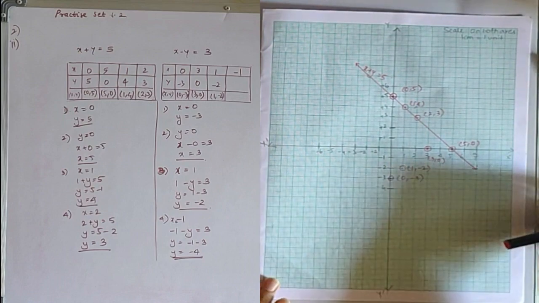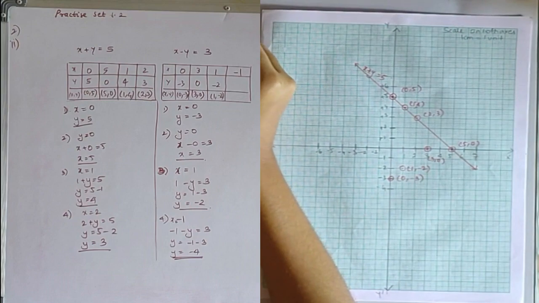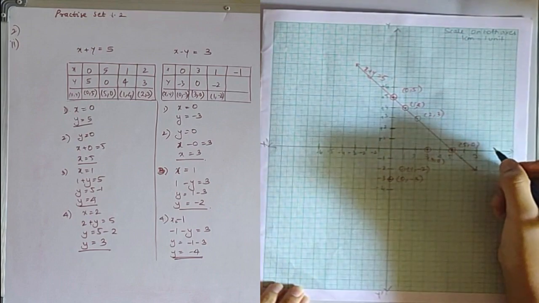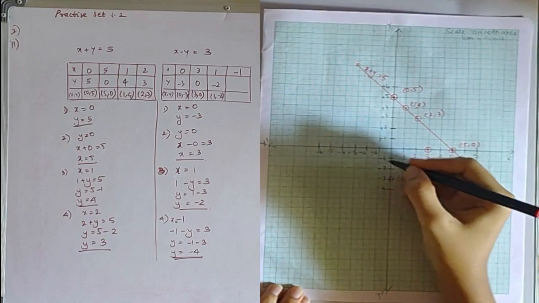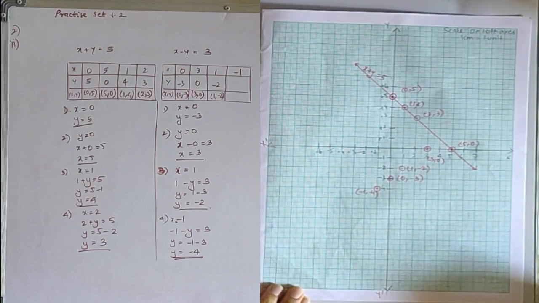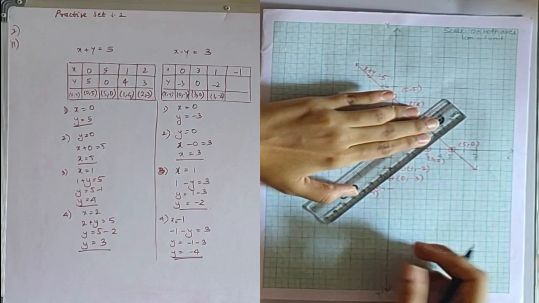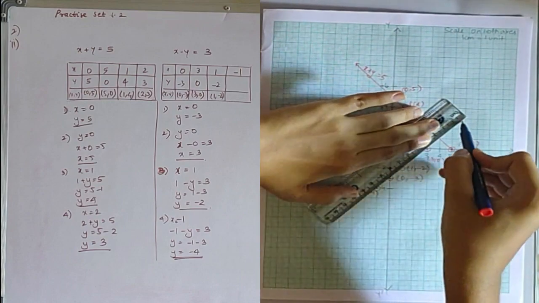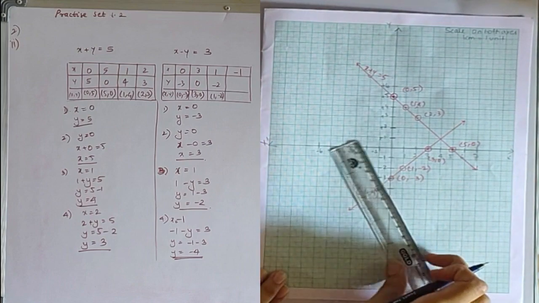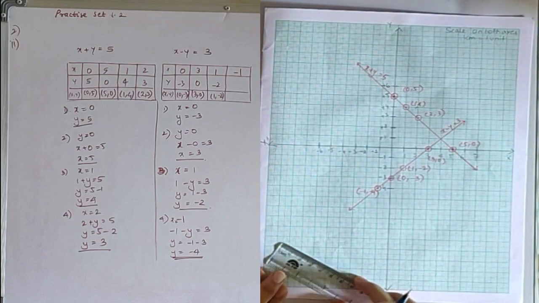And the fourth point, okay, we didn't write here. It is minus 4. So it is minus 1, comma, minus 4. So this is my minus 1, comma, minus 4. So what will I do? Join these points to draw a line. So that's it. So this is my x minus y is equal to 3.